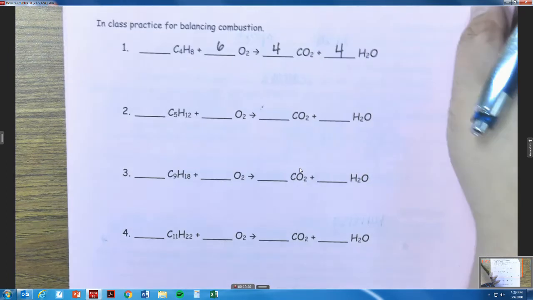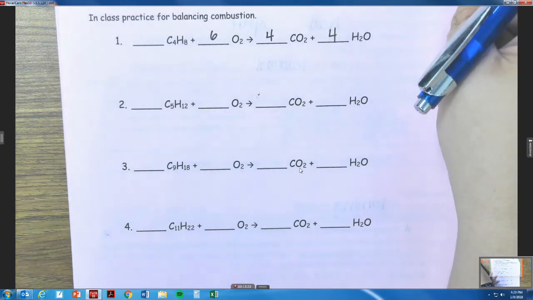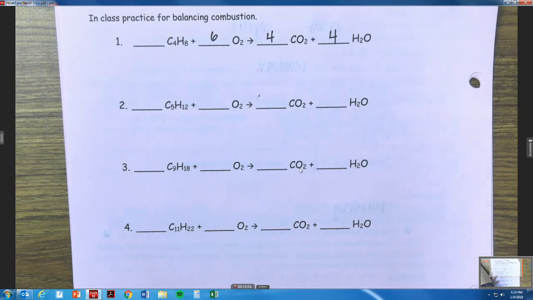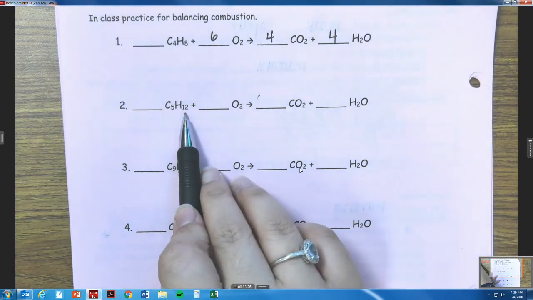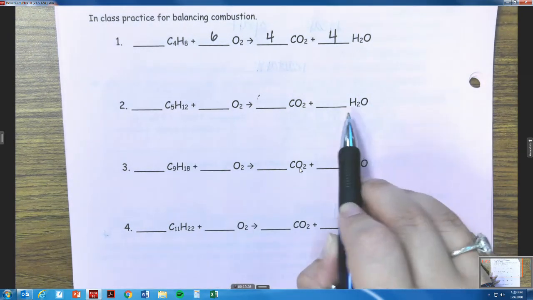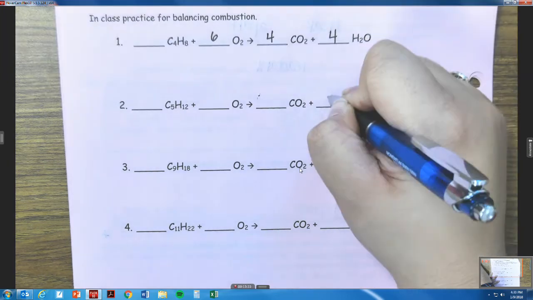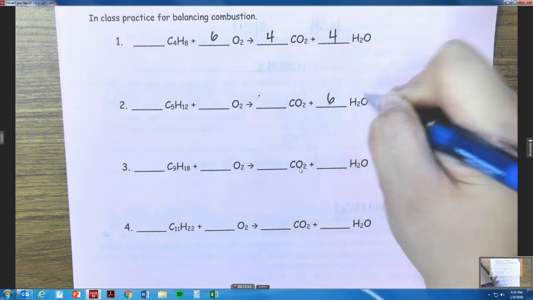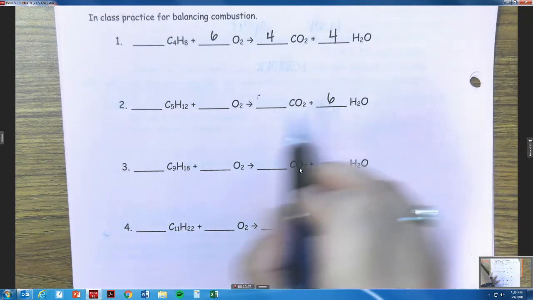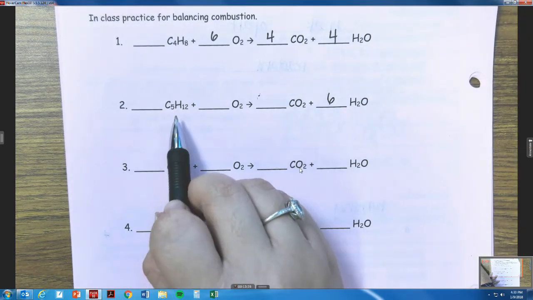Number 2. Okay, again, we start with hydrogen first. So hydrogen on our reactant side, we have 12. On this side, we have 2. So 6 times 2 is equivalent to 12, which will give us 12 hydrogens.